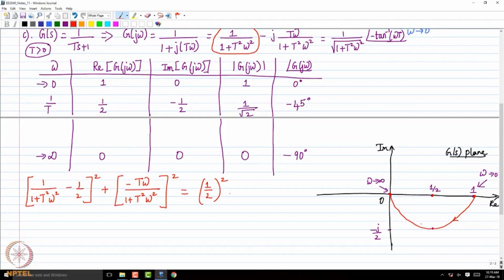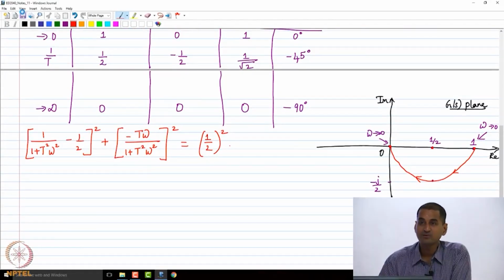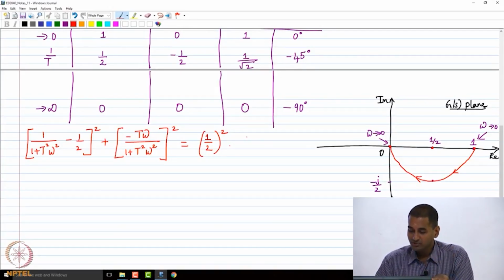I am going to draw an arrow like this to indicate what happens as omega increases from 0 to infinity. So that is the Nyquist plot of this particular factor 1 by t j omega plus 1. Is it clear how we got it? Of course, when we ask how did you pull out this equation in the first place, that comes with experience. So there is no hard and straight answer to that.